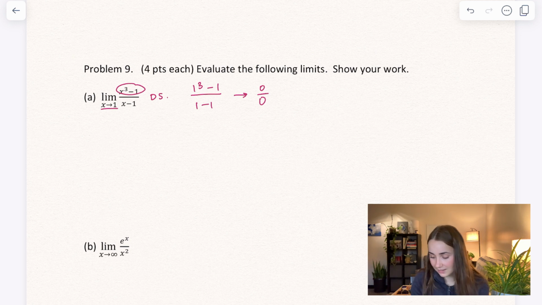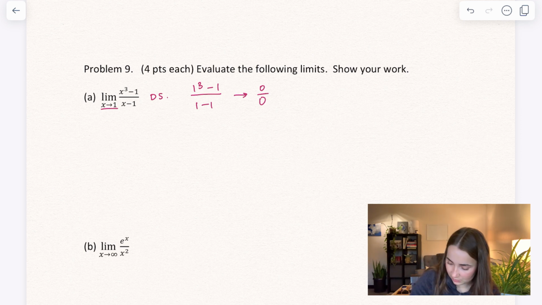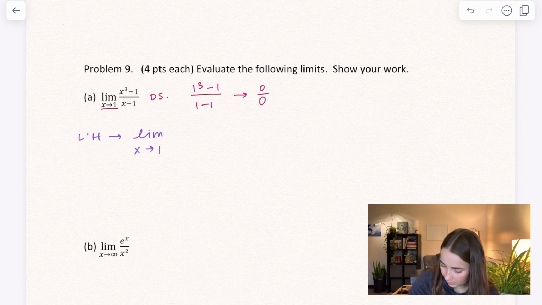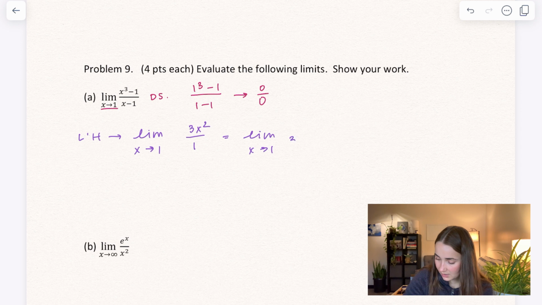But if you don't recognize that or remember it, like me, I don't remember it right now, then we can just use L'Hopital's. So I'm going to take the derivative of the numerator, and I get 3x squared divided by the derivative of the denominator, which is 1. So really, this is just the limit as x approaches 1 of 3x squared, and we can use direct substitution again. So let's plug in that value of 1, and we get 3 times 1 squared, which is just equal to 3.